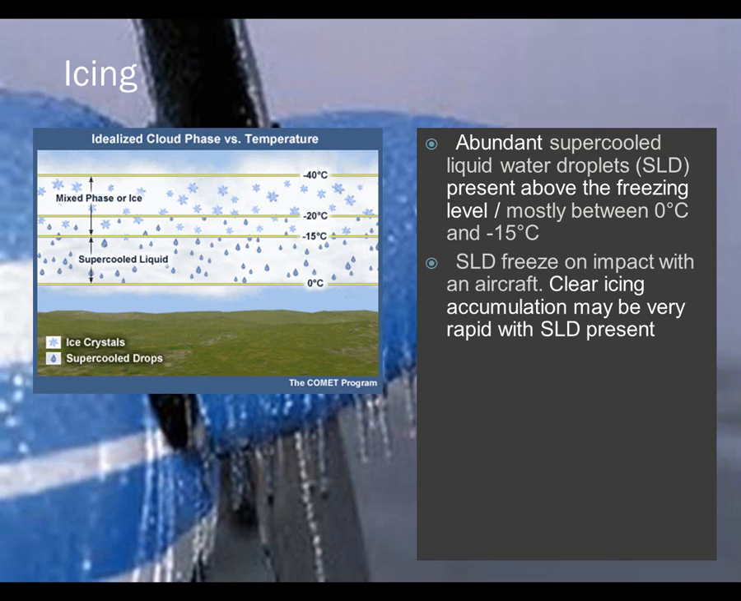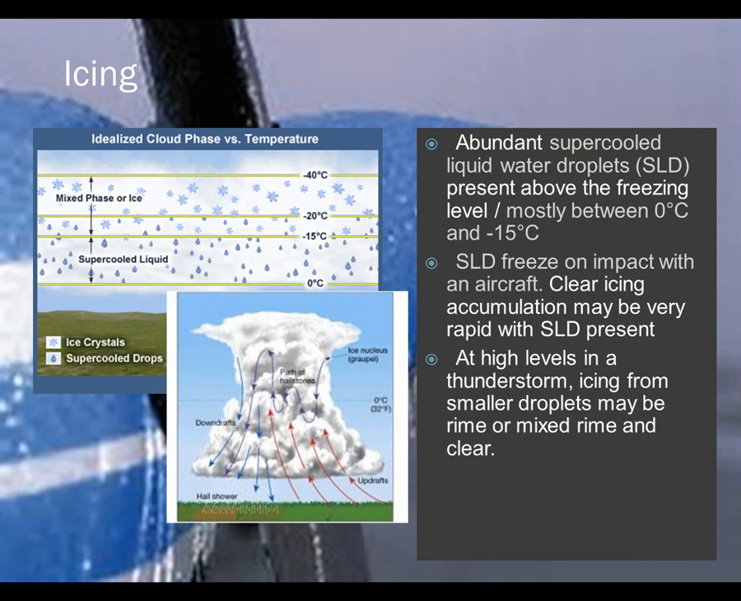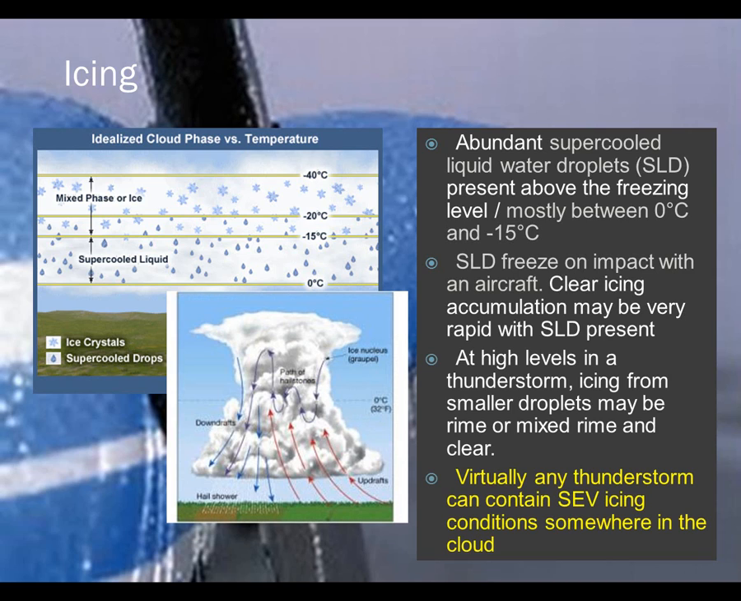These SLDs freeze on impact with an aircraft, and the clear icing accumulation may be very rapid with these types of droplets present. At high levels in a thunderstorm, you can still get icing, but from smaller droplets, and this may be rime or mixed rime and clear. Virtually any thunderstorm can contain severe icing conditions somewhere in the cloud.